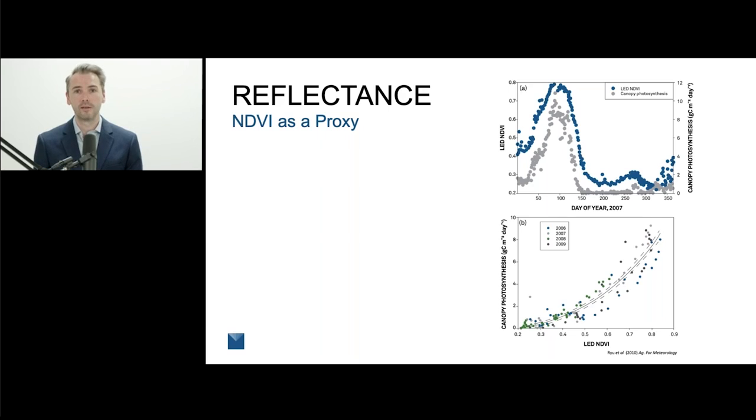It's not exactly highly mobile. You can't take this around plot to plot. Instead, if we can show that NDVI and canopy photosynthesis are tightly correlated, then we can simply measure NDVI and use that as the trend of canopy productivity, know when productivity is peaking.